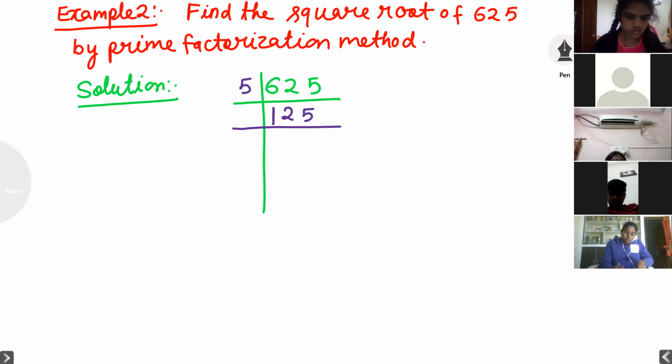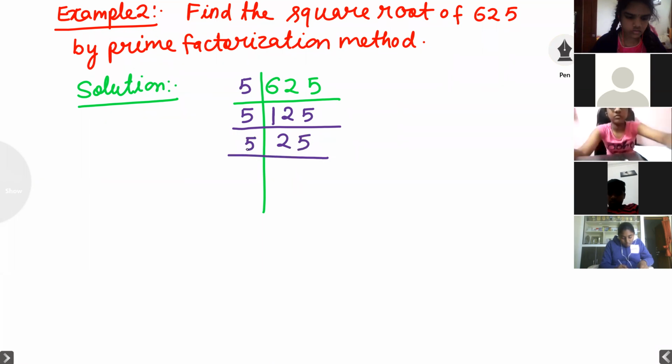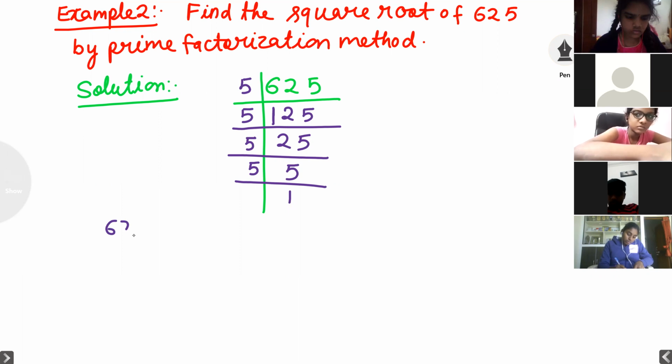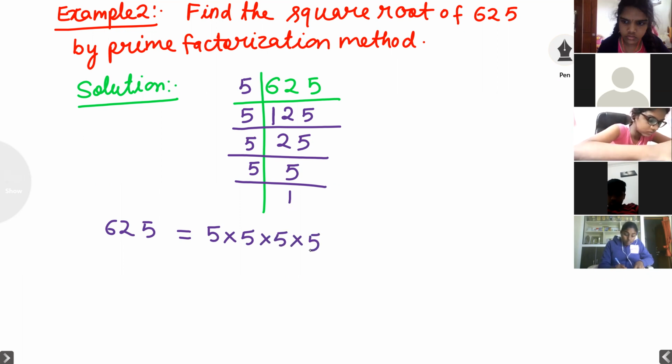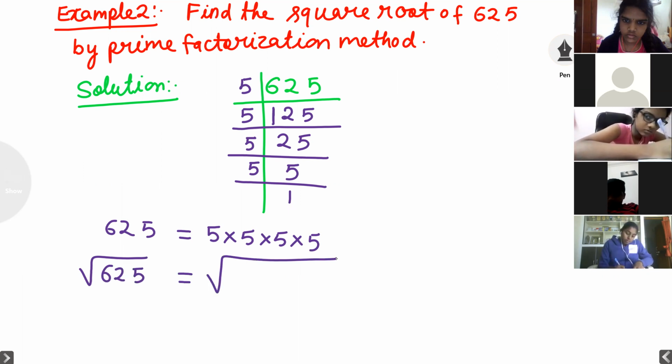Again divide by 5. 5 twos are 10. 5 5s are 25. Again divide by 5. 5 5s are 25. Again divide by 5. 5 ones are 5. 625 is equal to 5 into 5 into 5 into 5. Again taking square root on both sides. Square root of 625 is equal to square root of 5 into 5 into 5 into 5.